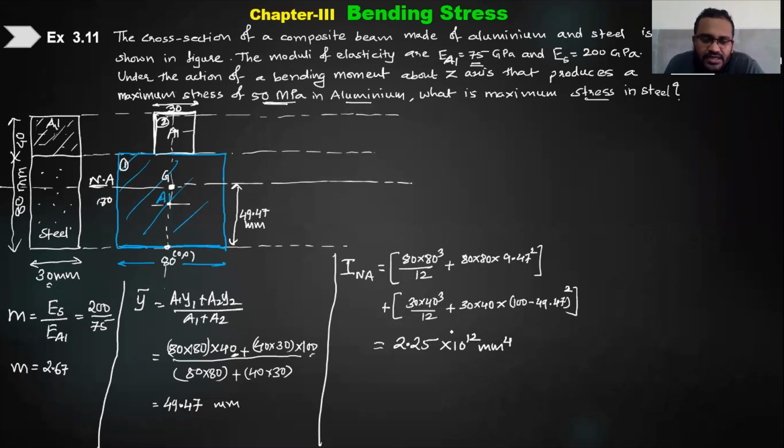Okay, so once we know the inertia, what is the next step? Here we can calculate the moment, because I know that this is entirely aluminium. Look at the maximum location of aluminium, this is 49.47. How much will this be? 120 minus 49.47 is 70.53 mm.